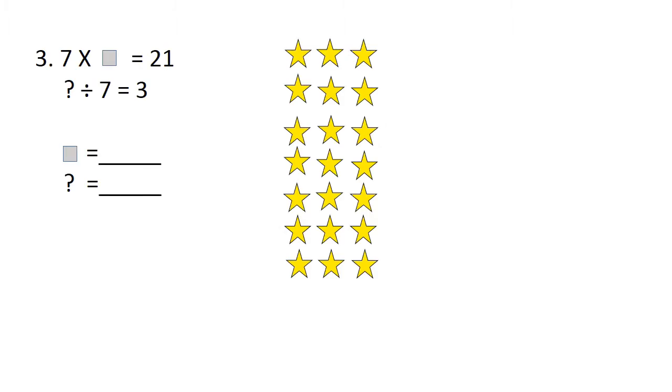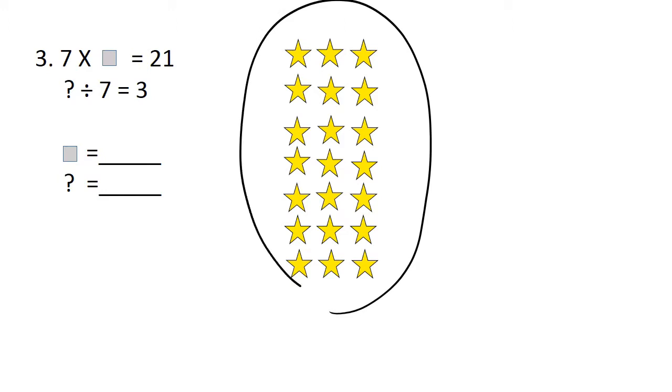So you see number 3 on your screen. The directions for number 3 say use the array to find each unknown. So the array that they're talking about is just this picture here. So we need to use this picture to find the unknown of these two math sentences. So our unknowns, there's a square here and there's a question mark here. Those are the 2 numbers that we need to figure out, our unknowns.